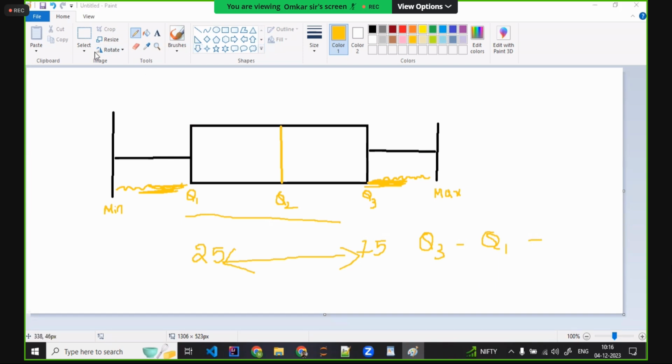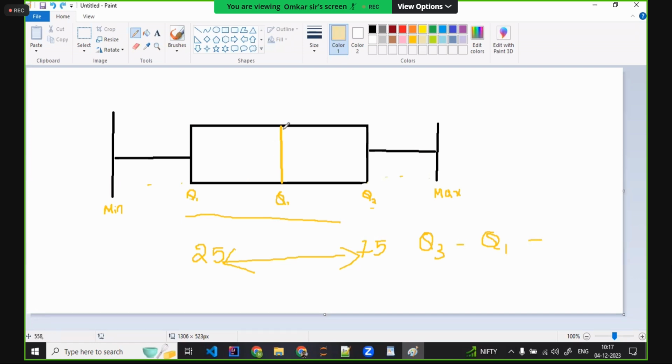Now let's see here. Imagine there is some data like this. Imagine there is data here. So just draw some data like this.